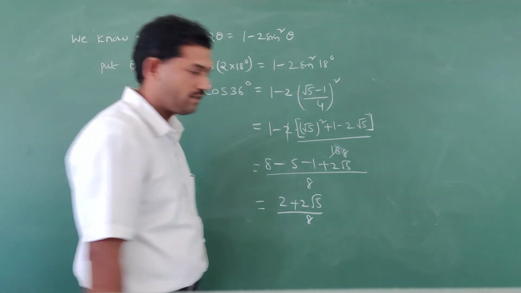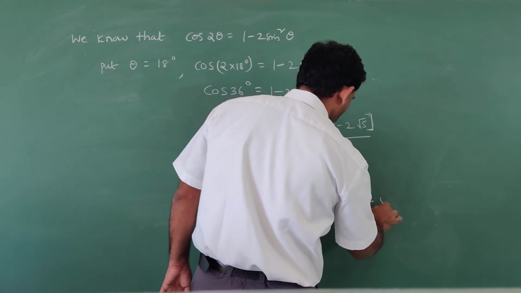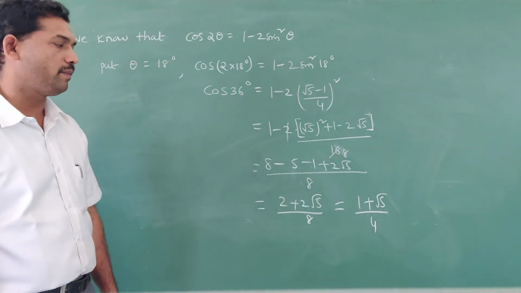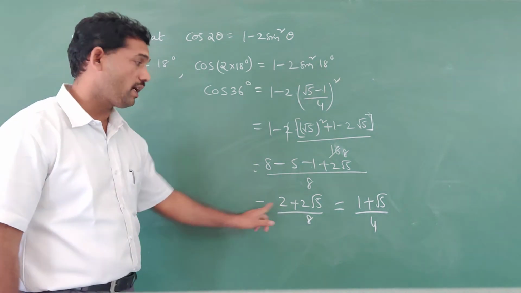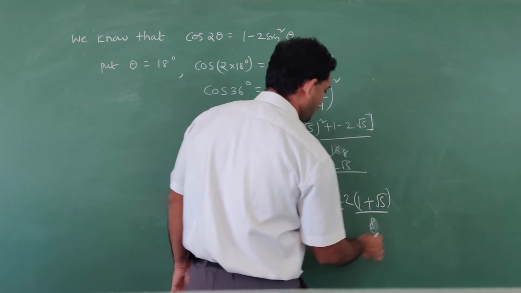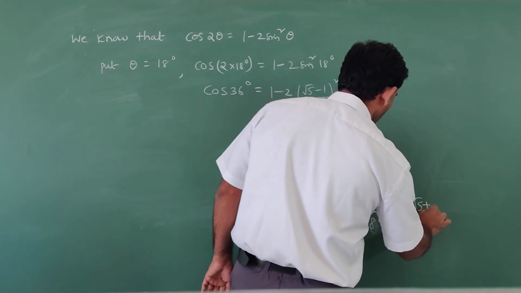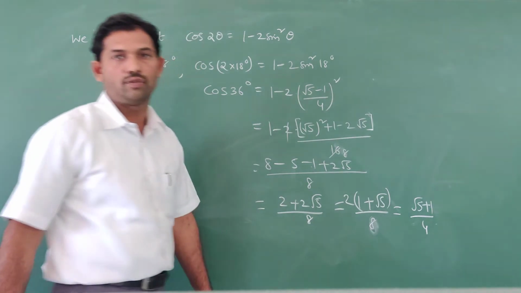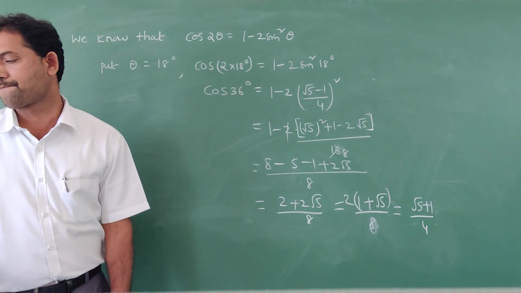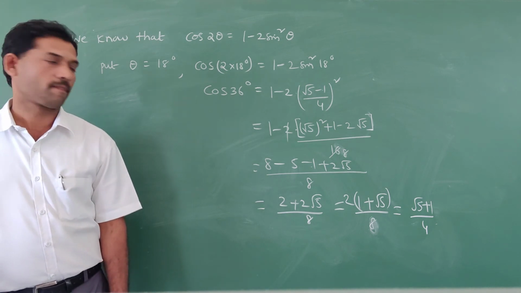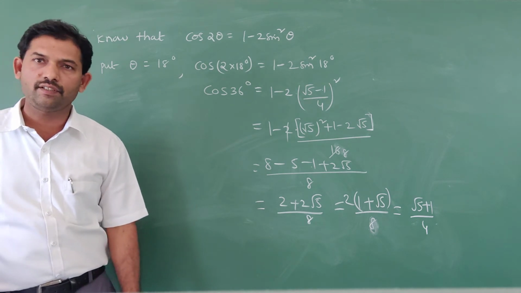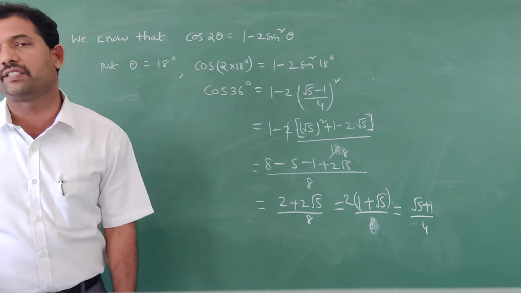So 2 is common and cancel. Remaining: 1 plus root 5 divided by 4. 1 plus root 5 divided by 4, 2 common and cancel. Any doubts, you have to take it like this. So root 5 plus 1 divided by 4, that is our solution. This is the cos 36 degrees value. Next, the sin 36 degrees value.